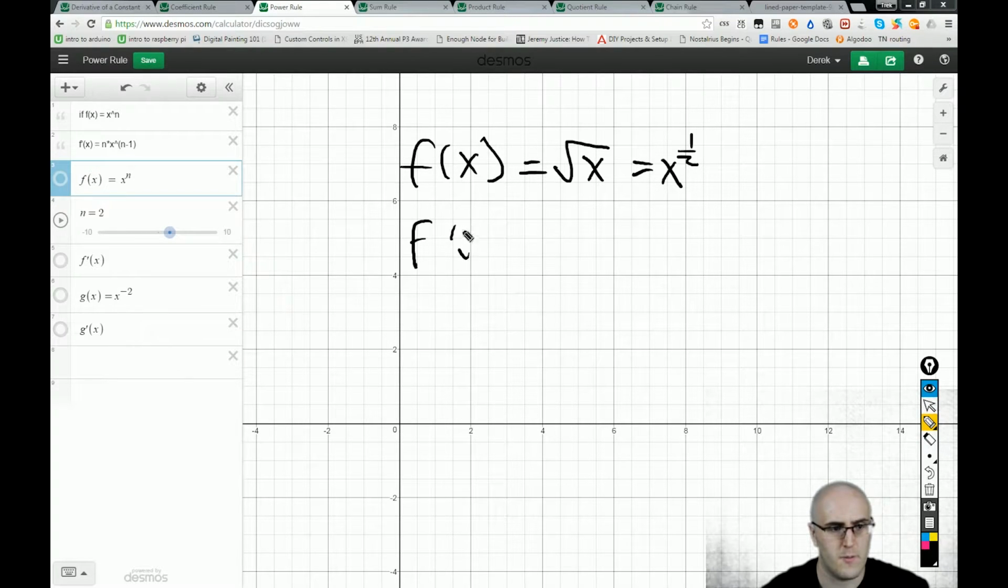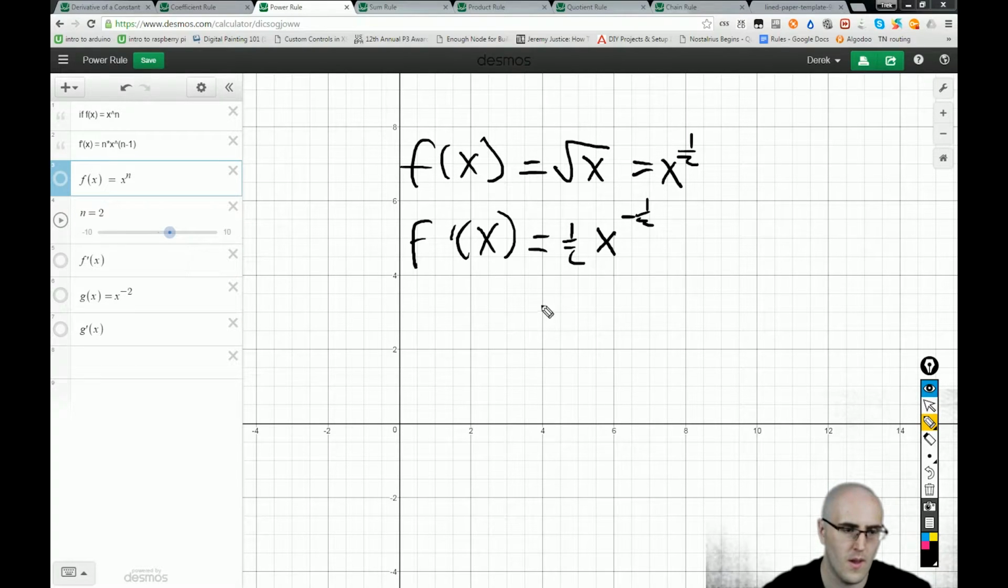And that would make our f prime of x equal to, we bring down the 1/2, so 1/2 times x, then 1/2 minus 1 is negative 1/2, which is equal to 1 over 2 times the square root of x. If you recall, in our previous video, we got 1 over 2 times the square root of 3x. Same mechanic.